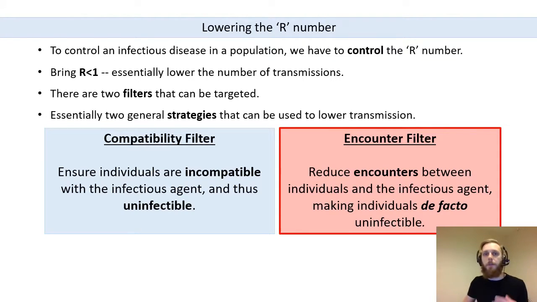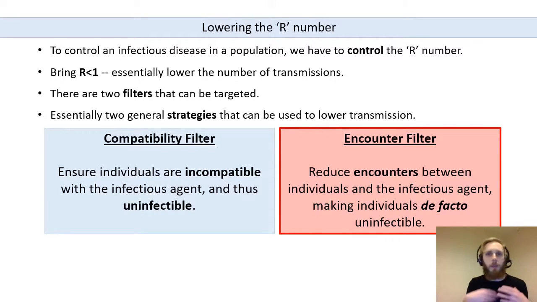And this is a very, very powerful way to stop the spread of an infectious agent in a population. Generally, the compatibility filter and the encounter filter are both targeted in epidemiological strategies. So it's important to remember that it's not one or the other. We use a combination of techniques.